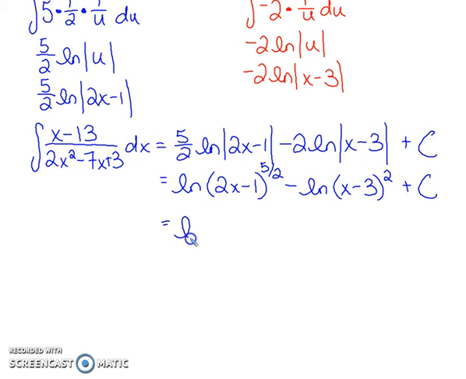So we can combine them into a single logarithm with 2x minus 1 to the 5/2 over x minus 3 squared, and then the plus c at the end. So that would be what the multiple choice answer would look like.